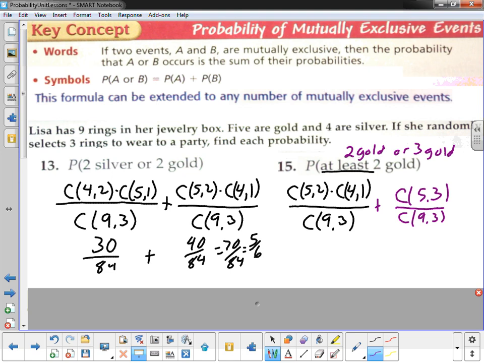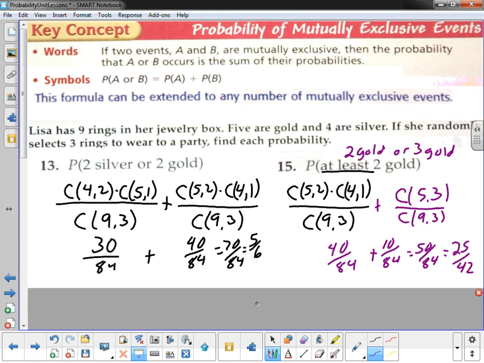So now if I do this again, this was 40 out of 84. And a combination of 5 given 3 times is 10 out of the 84. That gives me 50 out of the 84. And I could reduce that probability down to 25/42.